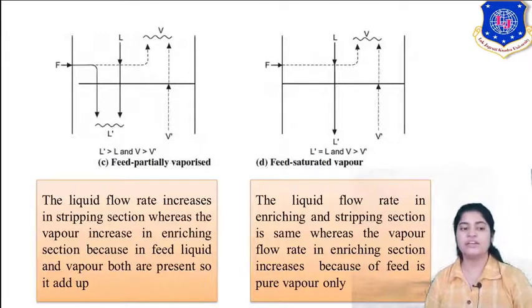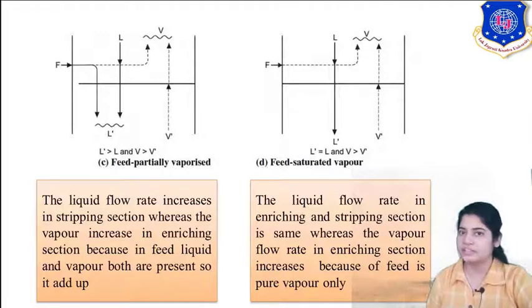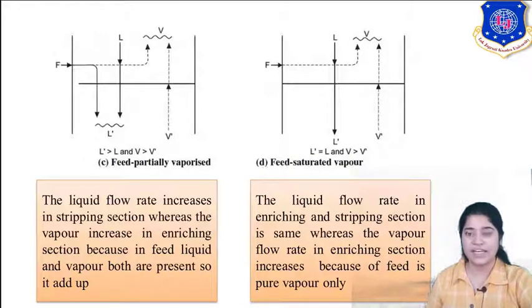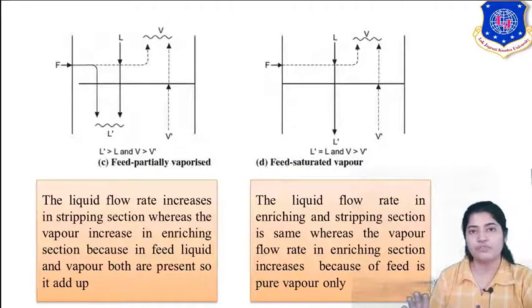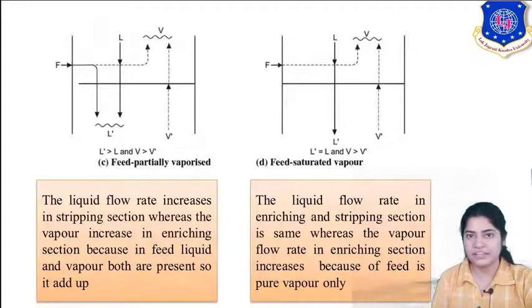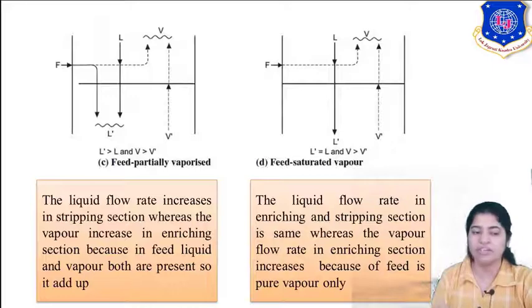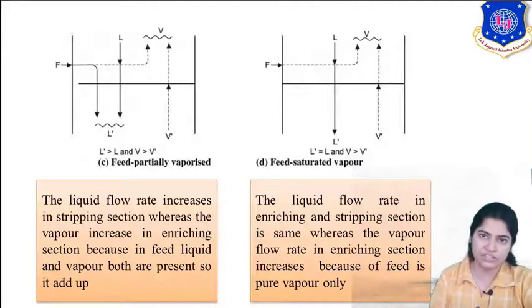You can see here two streams are responsible for the liquid coming into the stripping section: one, the liquid in the feed itself, second, the liquid which is coming from the enriching section. So two liquid streams make up the liquid flow rate in the stripping section. Whereas talking about vapor, two streams are coming. One, the part of vapor present in the feed itself, which goes into the enriching section, and the vapor which is coming from the stripping section is also going into the enriching section.